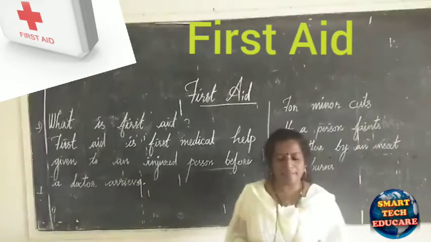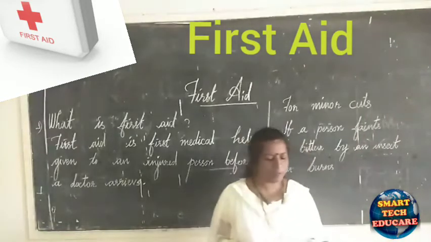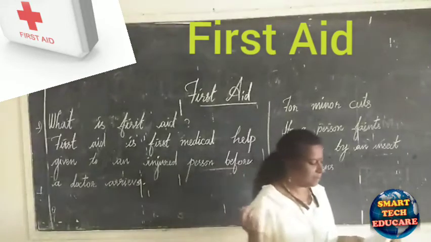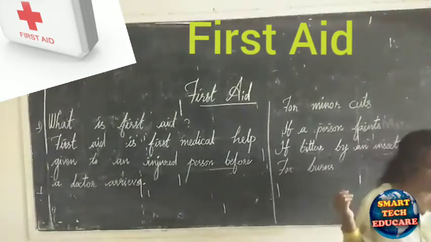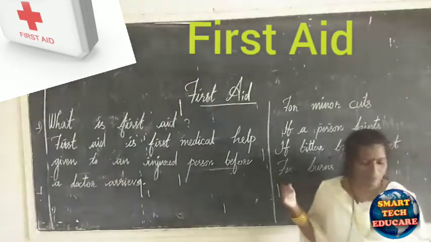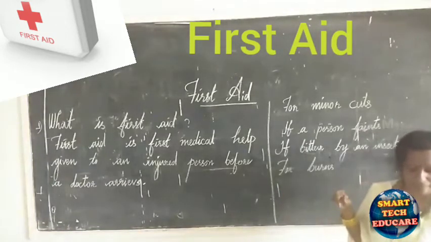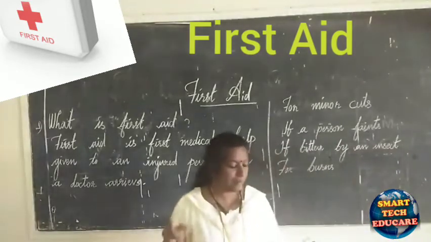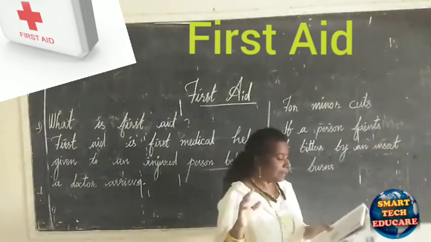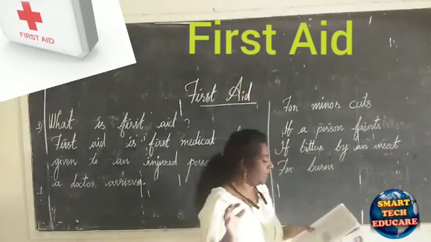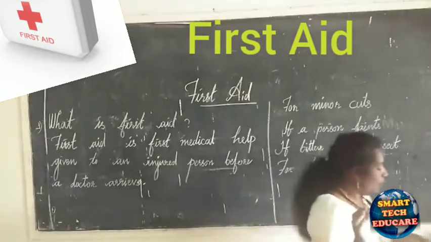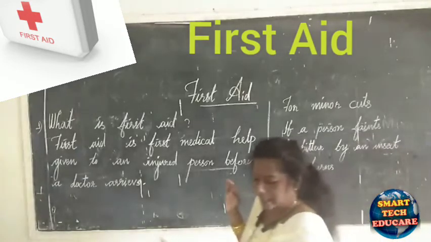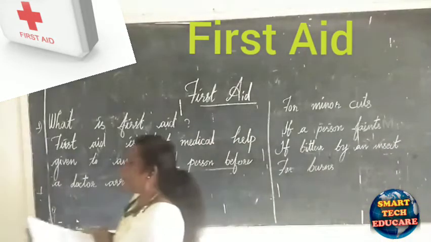For minor cuts, if someone gets a minor cut, first wash the cut with water. Then apply some antiseptic lotion over it. If there is bleeding from the cut, try to stop it by tying a bandage on the cut. Dirt and flies should not be allowed to sit on the wounds as they may cause infection. Send for a doctor immediately.